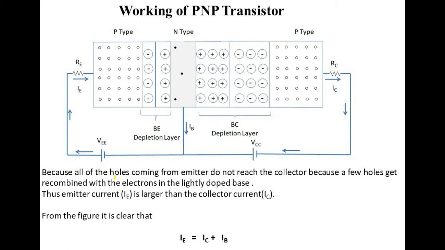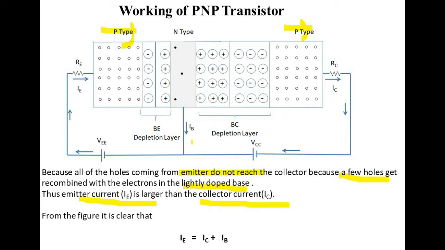Because all of the holes coming from the emitter do not reach the collector. 100 holes were coming, only 98 reached the collector, because a few holes get recombined with electrons in the lightly doped base. That is why the emitter current is larger than the collector current IC.